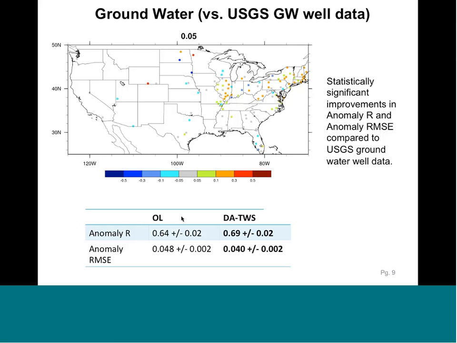So in this case, we actually use USGS groundwater well data. So each point here is not a stream flow, it's actually a well. And we're looking at the anomaly correlation and RMS error for the well data. And you can show that the data assimilation is improved relative to the open loop. Go to the next slide.